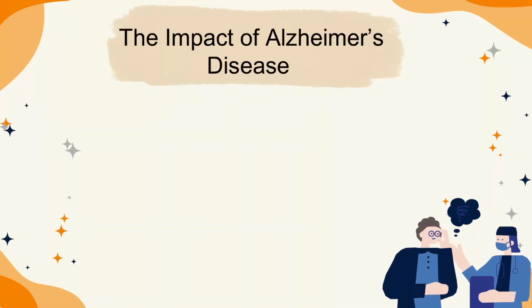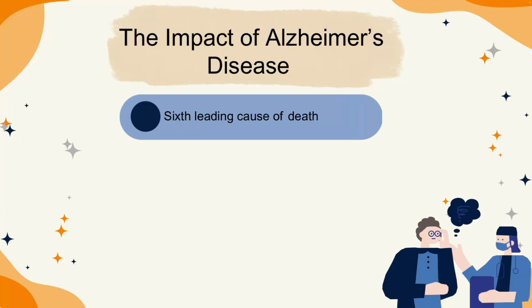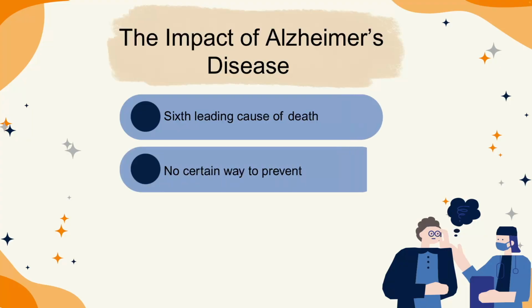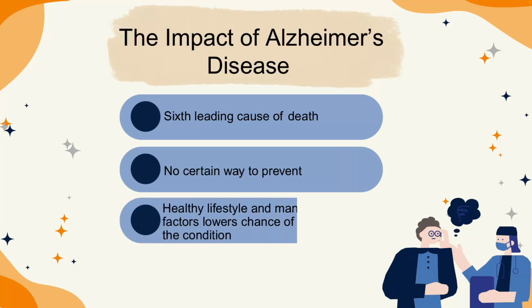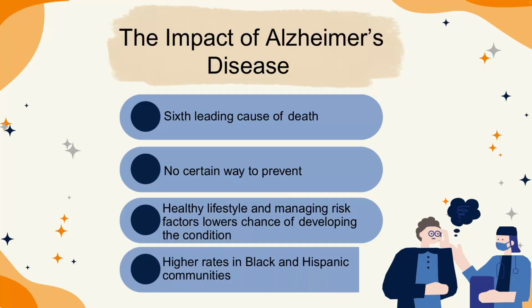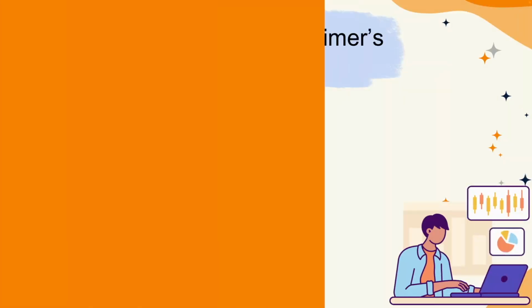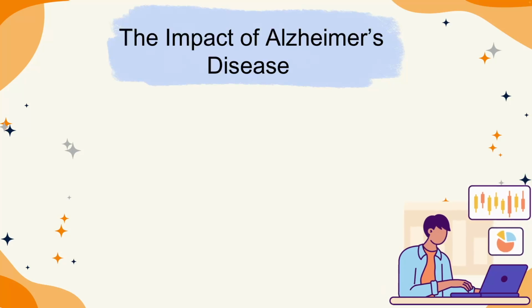Here are some facts relating to Alzheimer's disease. It is the sixth leading cause of death in the U.S. While there's no certain way to prevent Alzheimer's disease, maintaining a healthy lifestyle and managing risk factors can significantly lower your chances of developing Alzheimer's disease. Black and Hispanic individuals experience higher rates of Alzheimer's disease due to a combination of socioeconomic factors, health conditions, and potential genetic predispositions that disproportionately affect these communities. This fact makes it particularly important for the community to be aware of the risk and be assessed for possible dementia. Here's some more perspective on the impact Alzheimer's disease has on others.